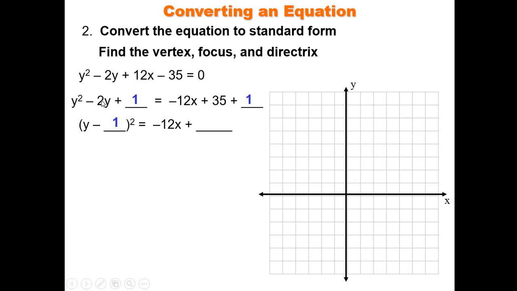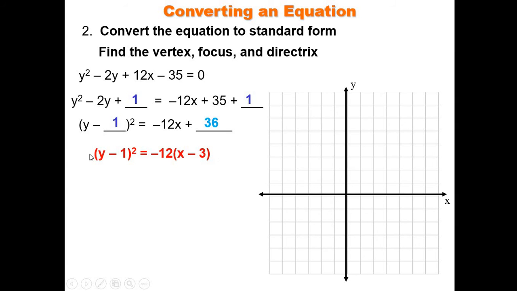Why 1? Kasi divide mo lang yung 2 by 2. 2 divided by 2 is 1. Square mo yung 1, which is 1. So, factor mo yan. Y minus 1 quantity squared. 35 plus 1 is 36. Then you factor this part. Negative 12 is the common factor. So, negative 12 times quantity x minus 3. So, naging standard form na yung general form dito.